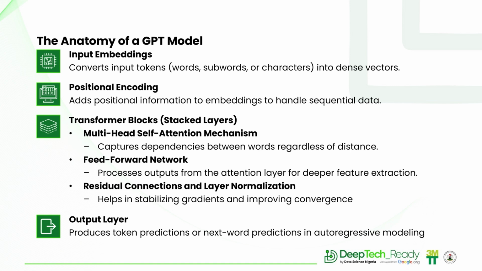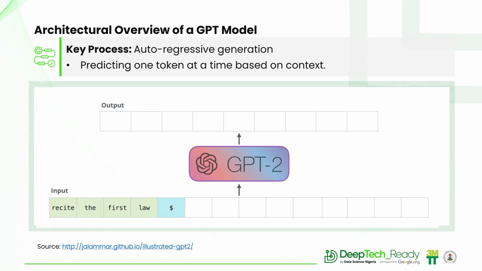Let's now look at the architectural overview of a GPT model. The key process actually is the autoregressive generation, which involves predicting one token at a time based on context. For example, when prompted to recite the first law of robotics, GPT-2 generates one token at a time.